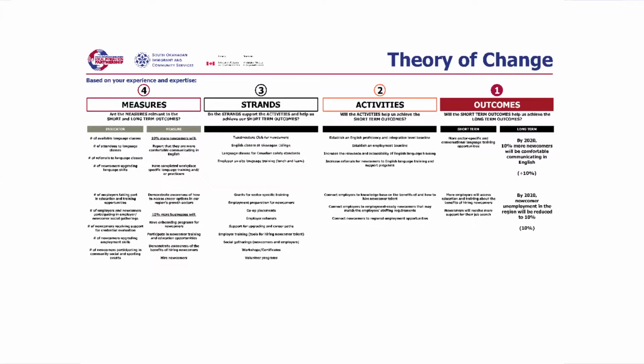I don't expect you to read this screen. It's a whole bunch of small print, but if you can imagine that as a big poster up on the wall, we had printed this, and we used our collective impact crew to really test drive our theory. So if we do these activities, if they come from these strands and we're measuring this, will this all lead to the outcomes that we've stated as part of our theory of change?